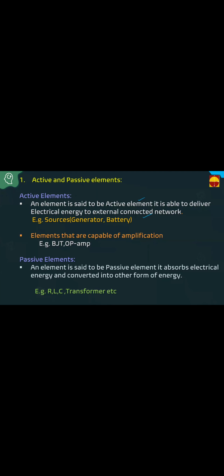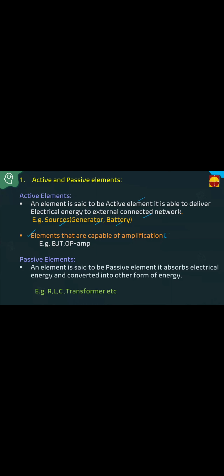But what are the examples of active elements? Sources, most of all the sources are active elements. That is, the generator and battery are active elements. Elements that are capable of amplification are also treated as active elements, that is BJT and op amp. Elements that are capable of amplification, only in particular applications, not in all applications. BJTs and operational amplifiers are treated as active elements in amplification applications only.